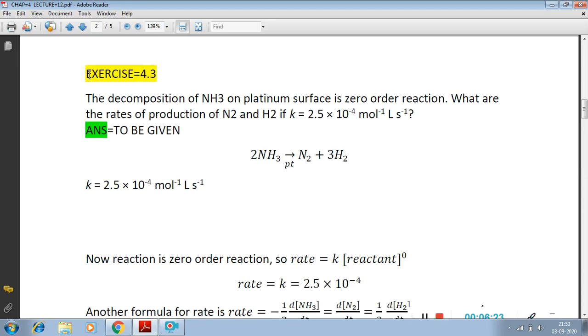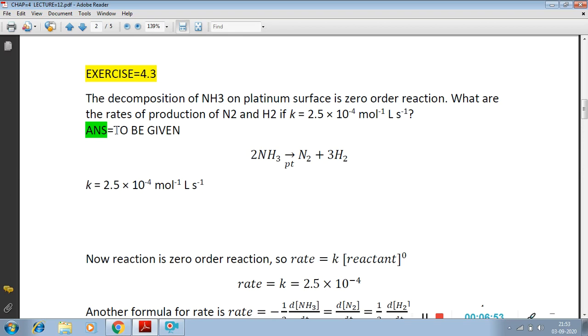Now question number 4.3 from exercise. The question is like this: the decomposition of NH3 on platinum surface is zero order reaction. What are the rates of production of N2 and H2 if K is equal to 2.5 into 10 raised to minus 4 mole inverse liter into second inverse?